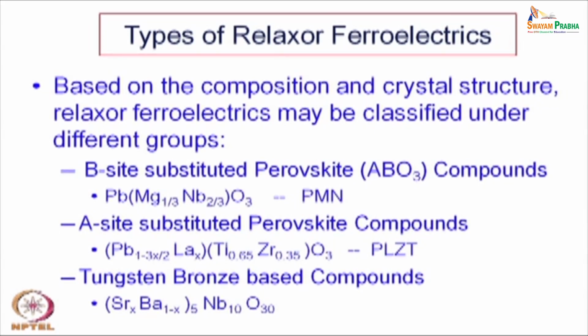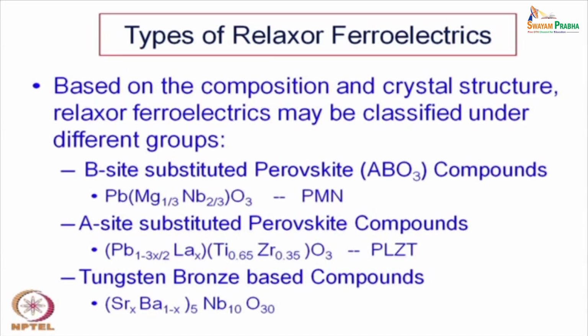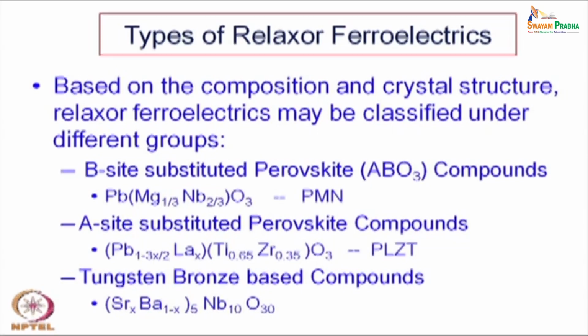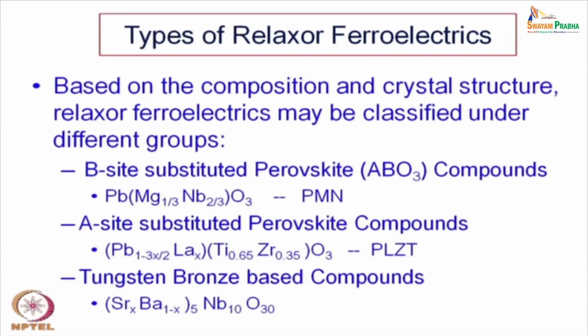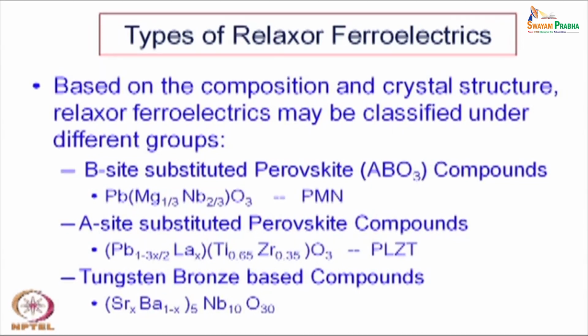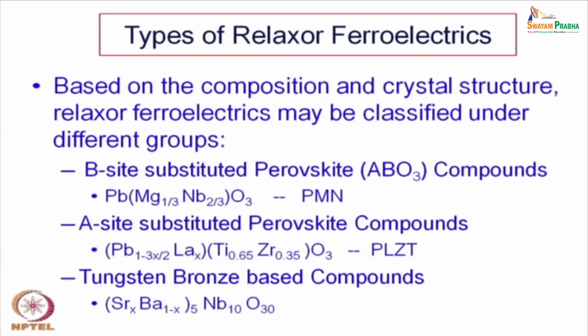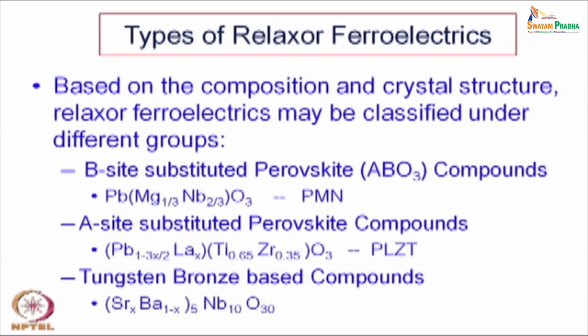As for example, one of the most common materials to show Relaxor ferroelectric behavior is PMN, lead magnesium niobate. Here the A site is occupied by lead and the B site has two different ions, magnesium one-third and niobium two-thirds. So, the B site is occupied by two different cations, the magnesium ion and the niobium ion, in a particular ratio.